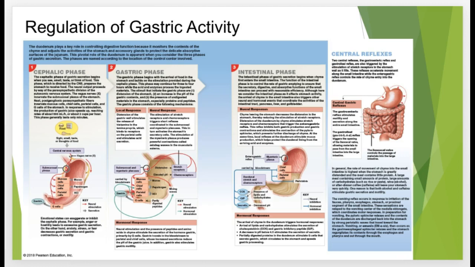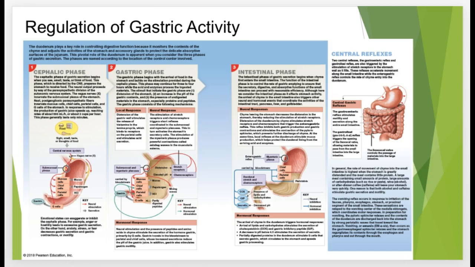Then you have the gastric phase. This is where food actually gets into your stomach. So you've actually been able to eat, right? And again, it builds on stimulation. You've got everything going on. The churning, the segmentation is occurring.